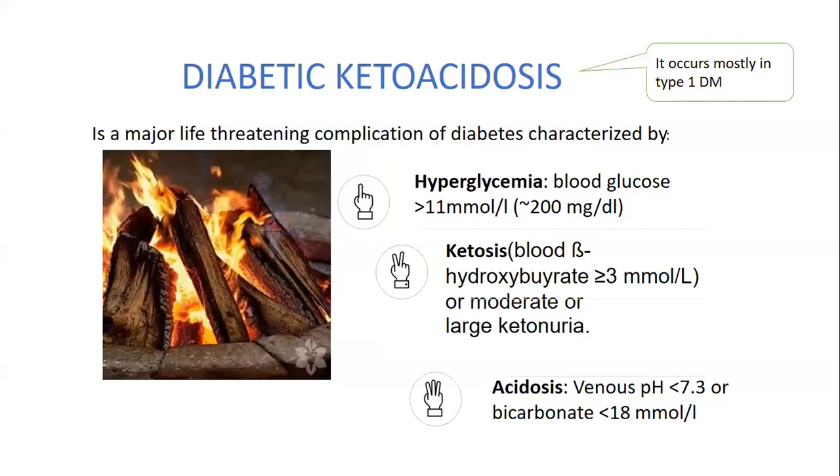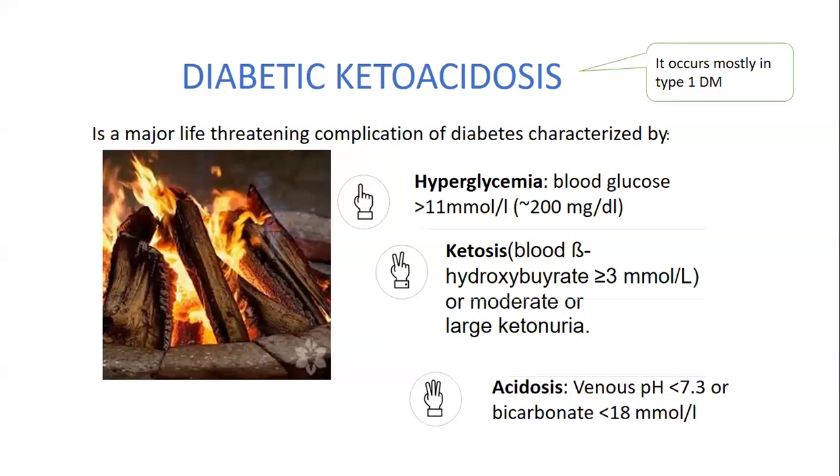On the point of acidosis, there has been a change in the guideline. For those of us who have been managing children with diabetic ketoacidosis, the cutoff was initially less than 15 millimoles per liter, but now it has been revised upwards to less than 18 millimoles per liter so that we can capture these patients early. Of note, diabetic ketoacidosis is more common in type 1 diabetes mellitus as opposed to type 2 diabetes mellitus.